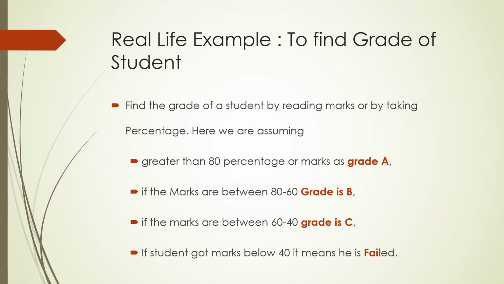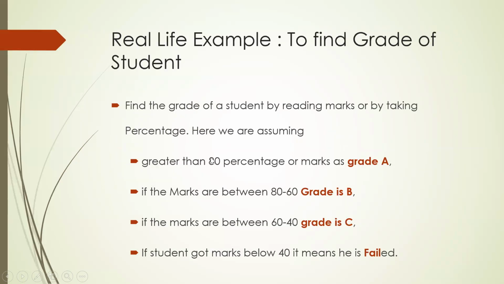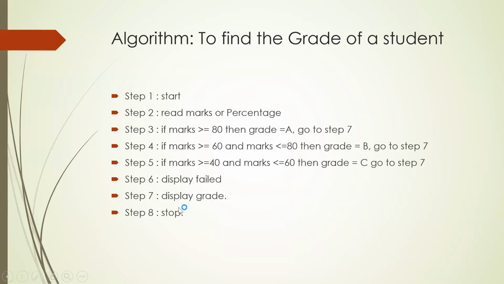So now we need to write the algorithm for the same. Step 1 will be start. We will read the marks or the percentage on the basis of which we are assigning the grade. Now we have these conditions. If the percentage is greater than 80, then grade A. If it's between this range, then grade B. So here we have to take the decision. For taking the decision, we will be representing it in a diamond shape. We'll discuss it when we discuss the flowchart.